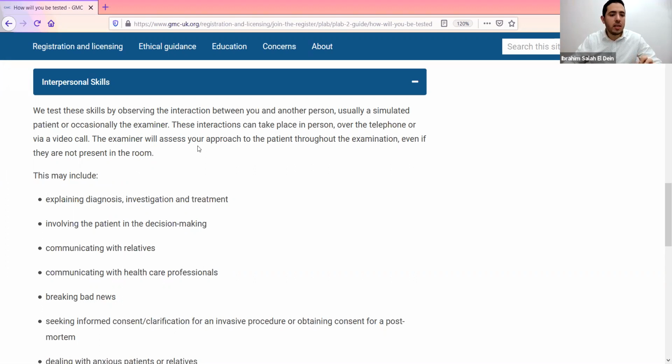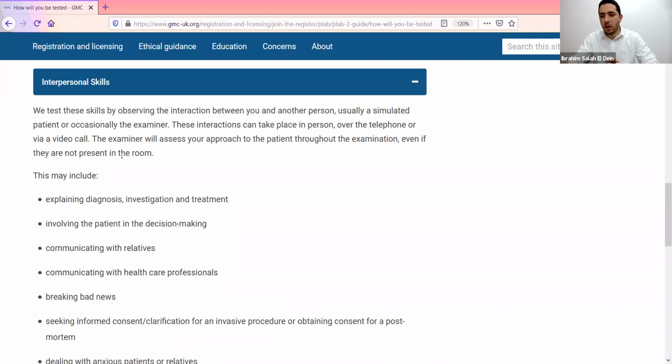The examiner will assess your approach to the patient throughout the examination, even if they are not present in the room. Okay, so the type of the assessment, maybe through the camera.